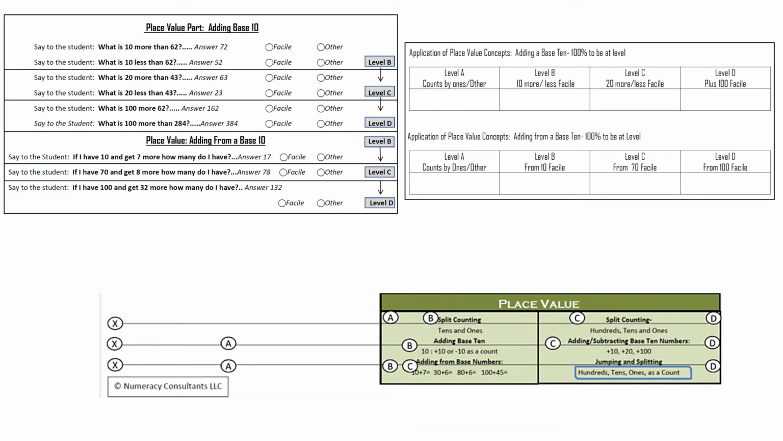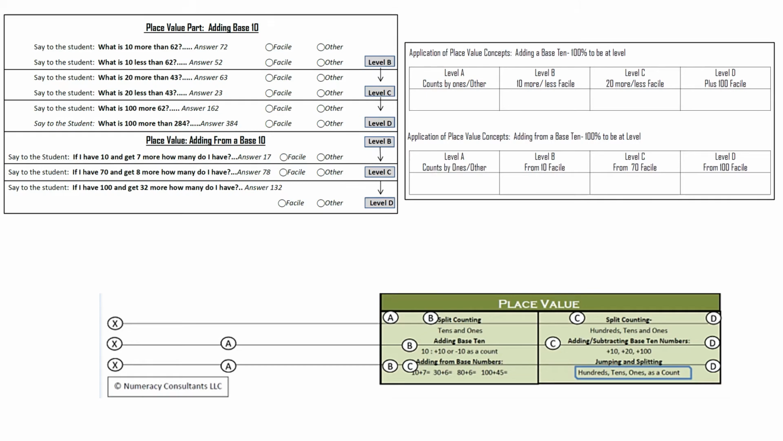So this next part of place value has to do with adding from a base 10 and using place value concepts. Now this is a little bit different than the last part, because remember with split counting, level A was like an achieved task. Could they count ones and tens with a representation, yes or no?